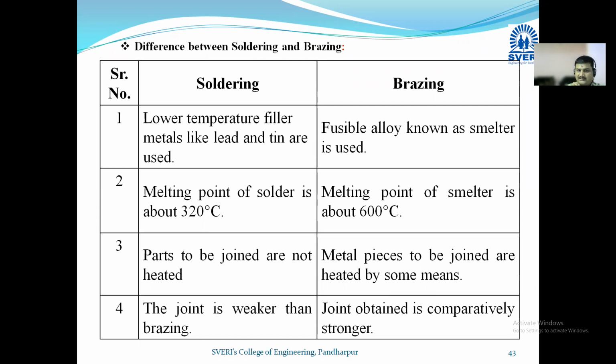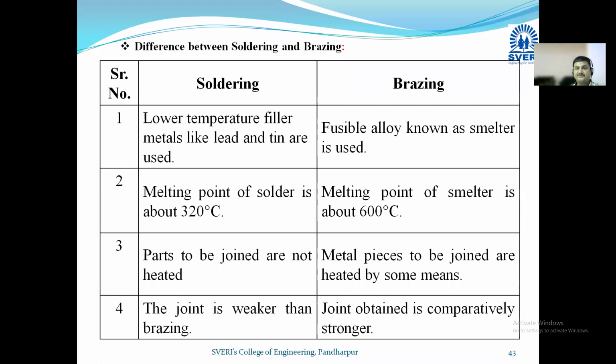The soldered joint is weaker than the brazing, and the brazing joint is comparatively stronger than the soldered joint. So these are the four important parts. First one is about the filler material. Second is the melting point of the filler material. Number three, about the heating of the part. And number four is about the joint, the explanation about the joint in the soldering operation as well as in the brazing operation.